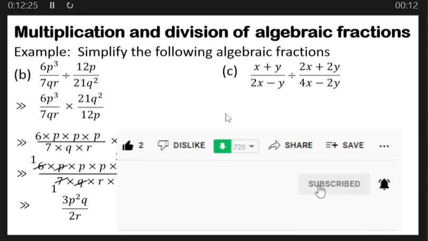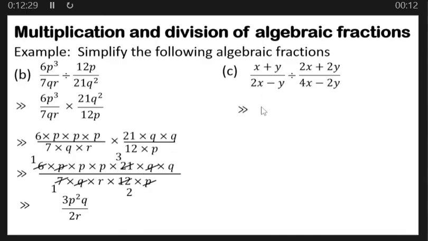In answering our C, we'll say equals, so we'll copy this same expression here, x plus y over 2x minus y. Then this one is also going to be changed into multiplication, and whenever we do that, we are going to interchange. So this one becomes the numerator, this becomes the denominator. So we'll have 4x minus 2y over 2x plus 2y.